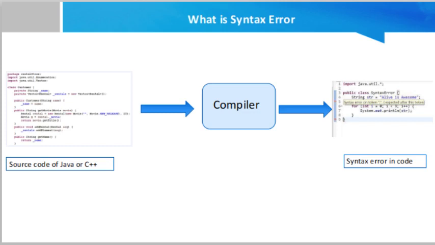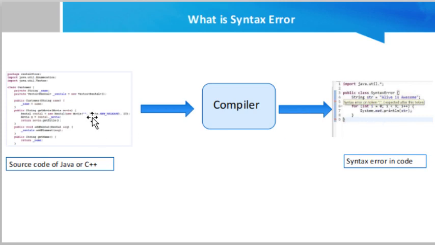Friend, today's topic is: what is syntax error. Basically, friend, a syntax error in computer science is an error in the syntax of coding or programming languages entered by a programmer. Syntax errors are caught by a software program called a compiler, and the programmer must fix them before the program is compiled and then run.